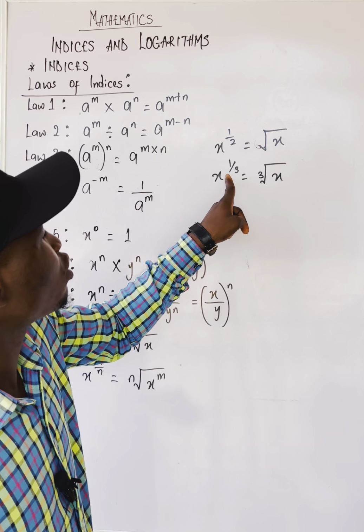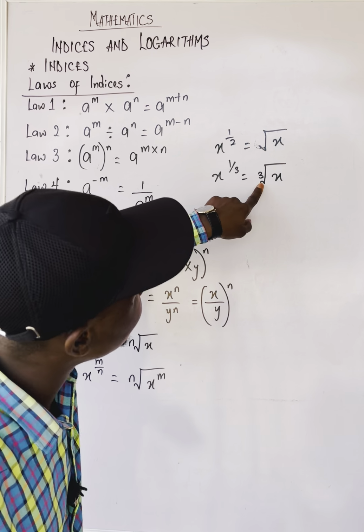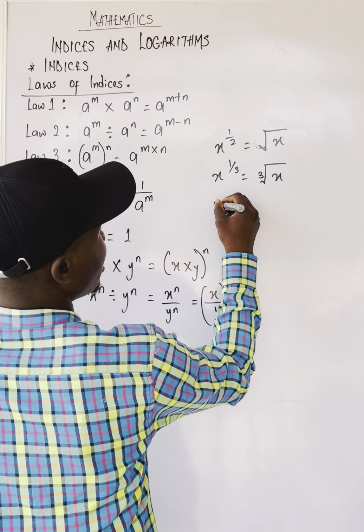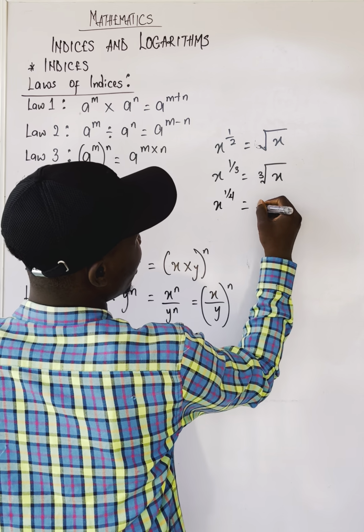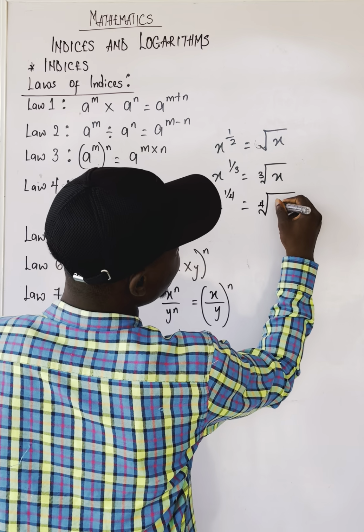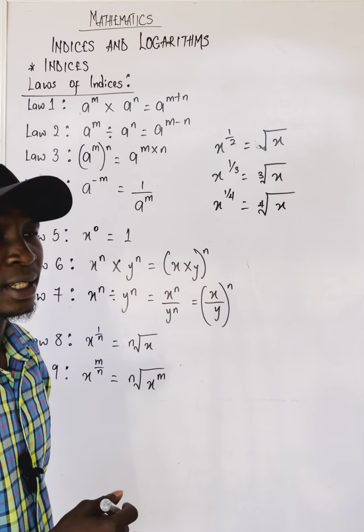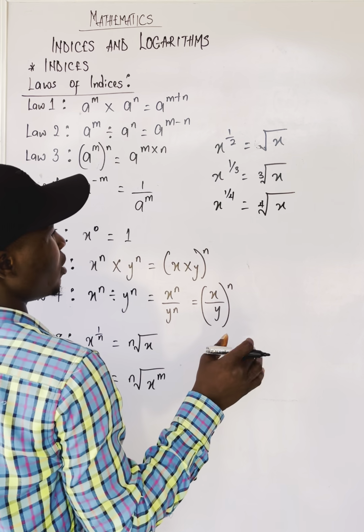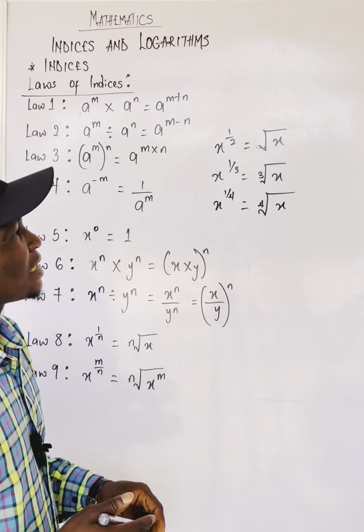So if I have it as x to the power of 1 over 3, I can write it as the cube root of x. Now if I have it as x to the power of 1 over 4, you see I can write it as the fourth root of x. You get? So take note of all these examples in your head. Put it in your head. So that is that about that.